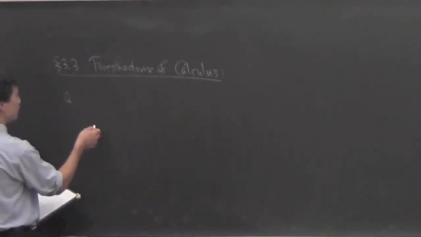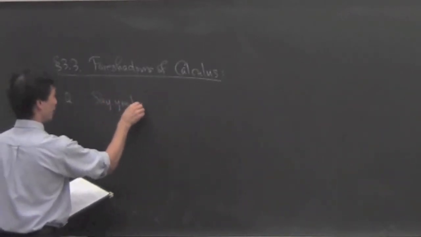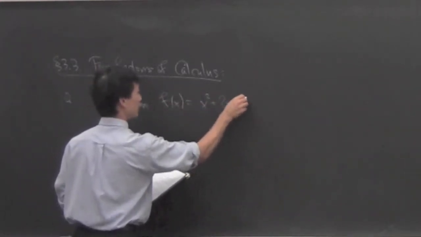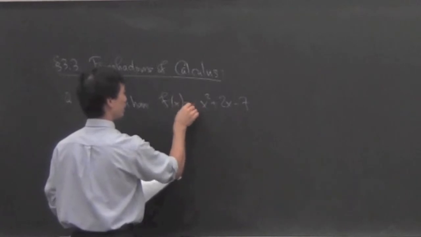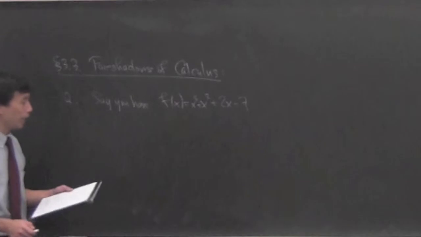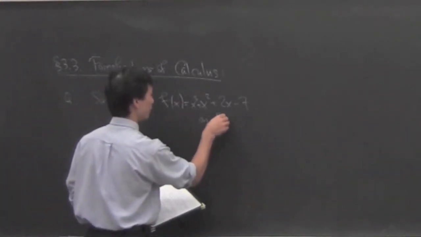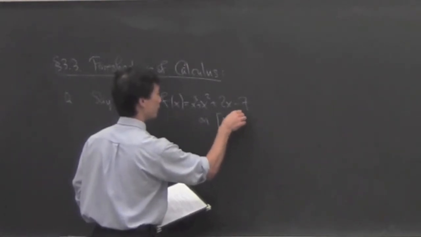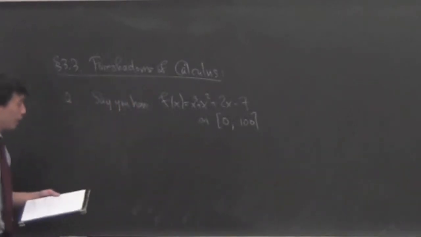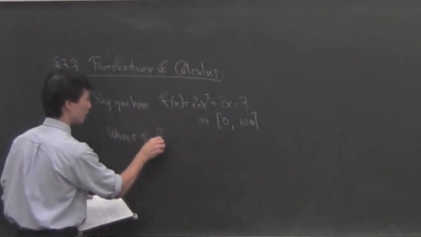So here's the question. Start off with this. Say you have some function f of x equals x squared plus 2x plus 7, and maybe I should make this a little bit trickier. Say x cubed plus x squared plus 2x minus 7. Okay. And you're wondering, let's say on some interval 0, 5, and 0, 100.